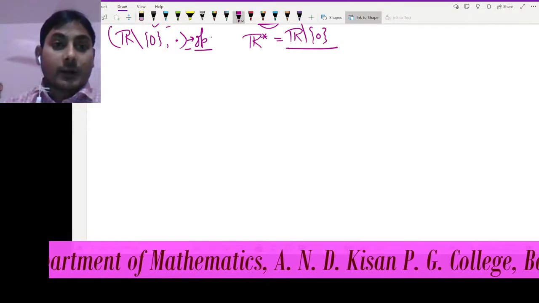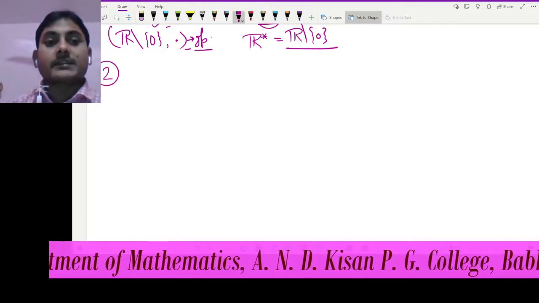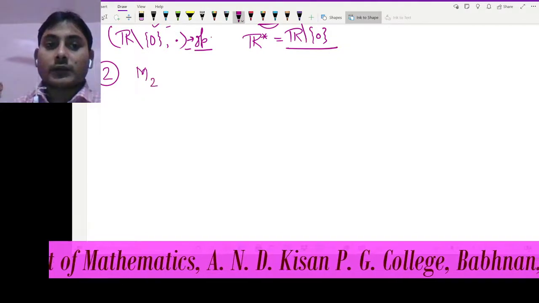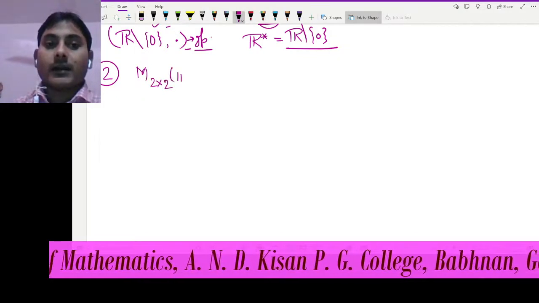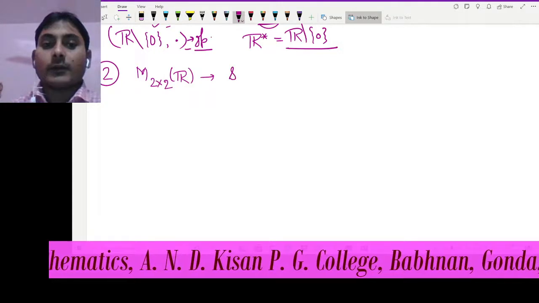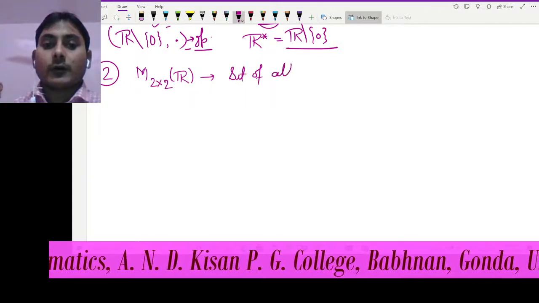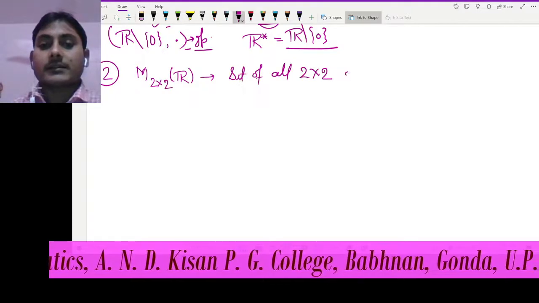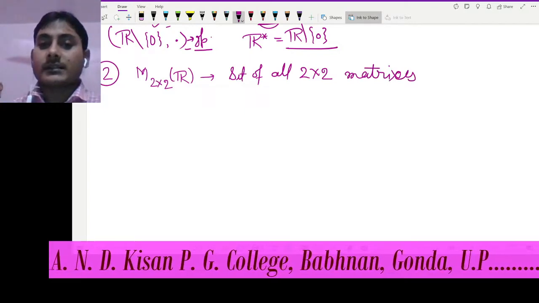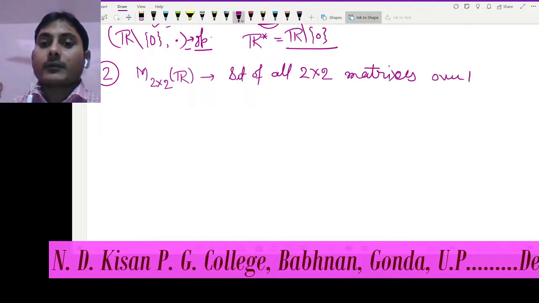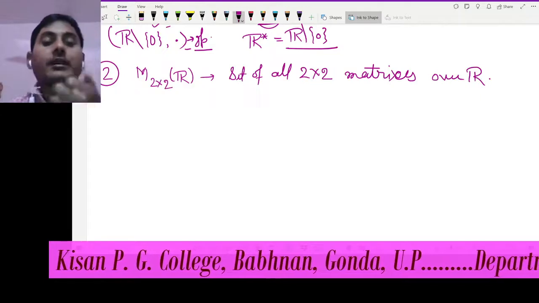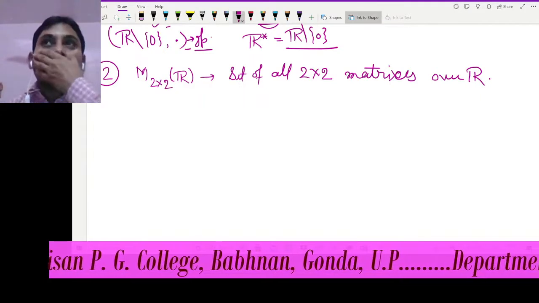Okay, now I'm giving the next example. Suppose I'm taking the smallest example: 2 by 2 matrices over R. This is the set of all 2 by 2 matrices over R. R के ऊपर ये सारे 2 by 2 matrices हैं.